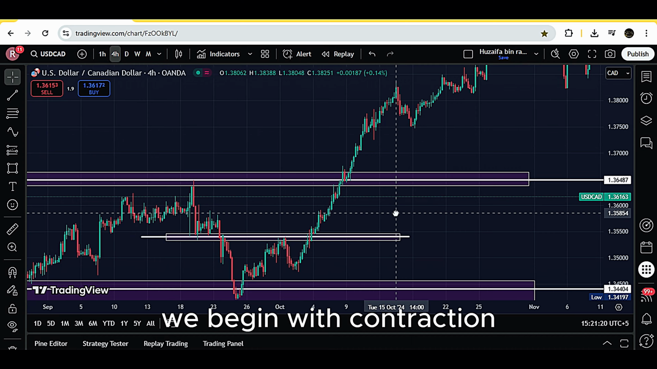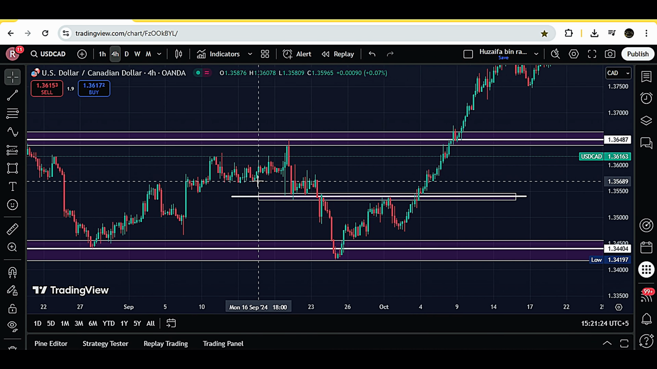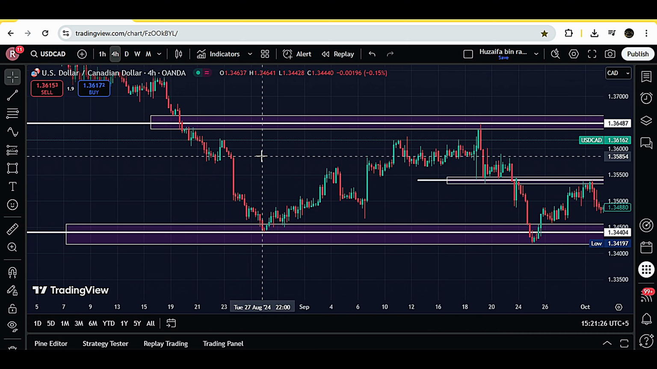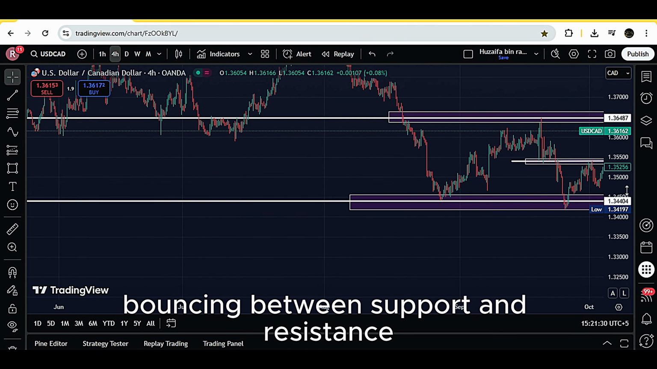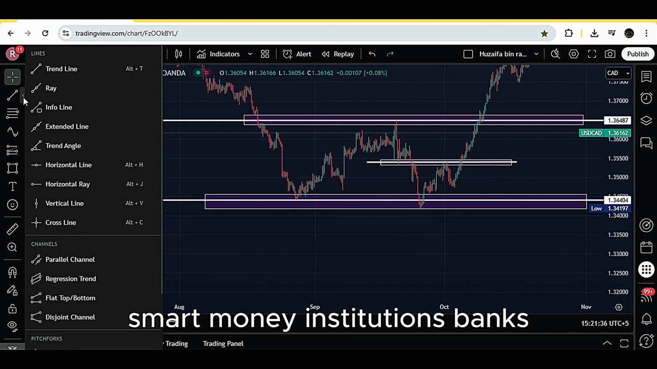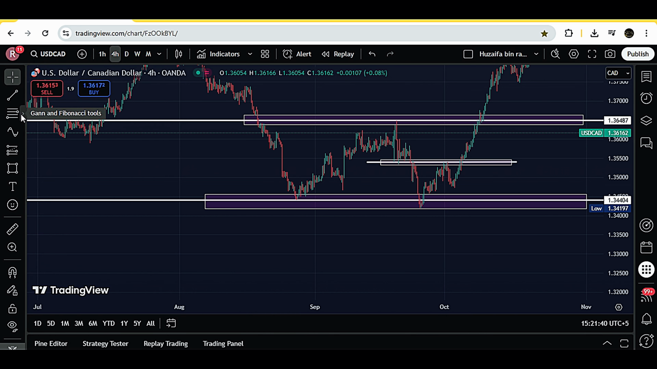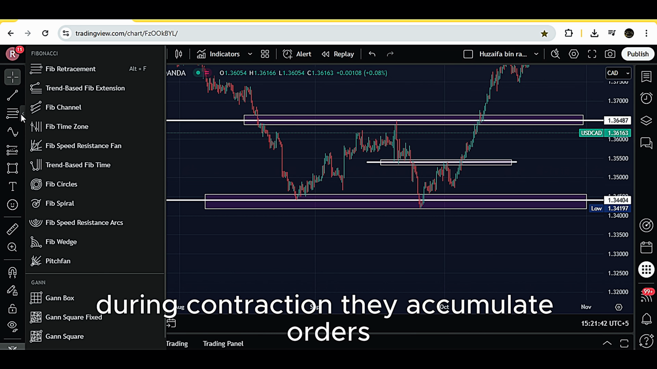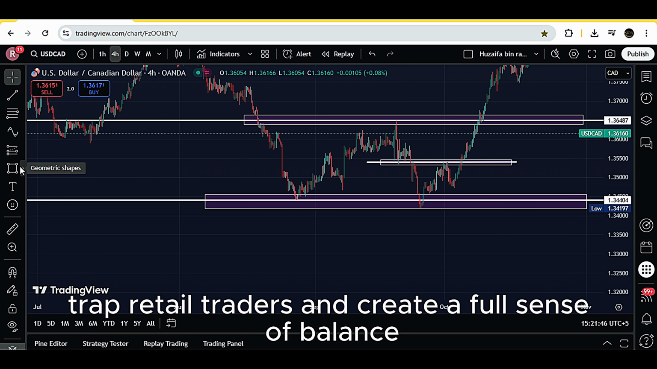We begin with contraction. This is the phase where the market compresses. Look at the left side of the image. Price is ranging, moving sideways, bouncing between support and resistance. This is where liquidity builds up on both sides. Smart money, institutions, banks, they want one thing: liquidity. During contraction, they accumulate orders, trap retail traders, and create a false sense of balance.